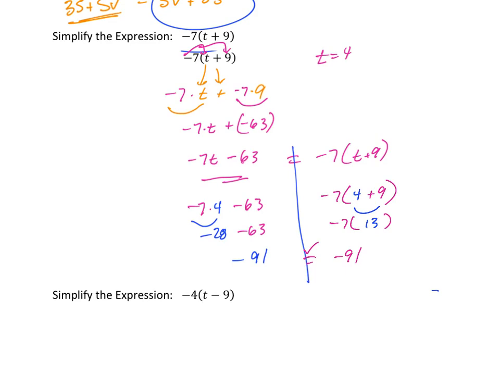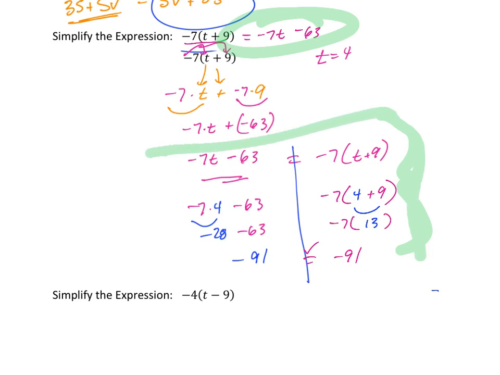So we could say that -7 times, in parentheses, t plus 9 is equivalent to -7t minus 63. That's our end goal. Right there, that's what we were after. Right here, that's what we're going for. This right here on the right is just to check it. All we did down below here was just to check if this was the correct solution, -7t minus 63.